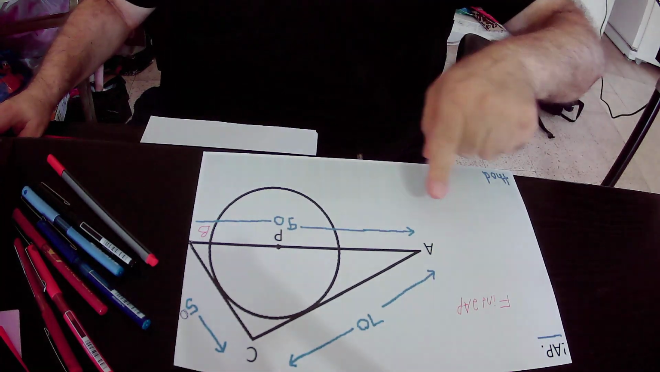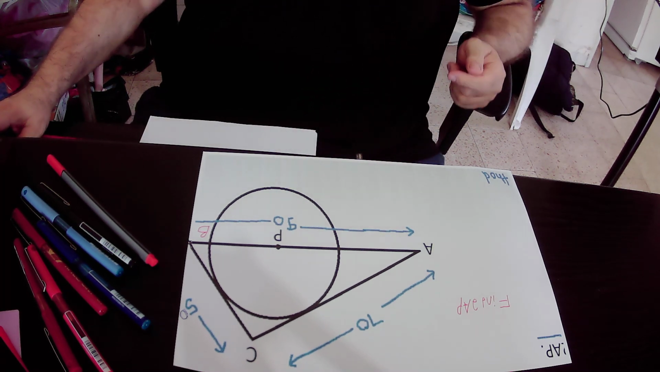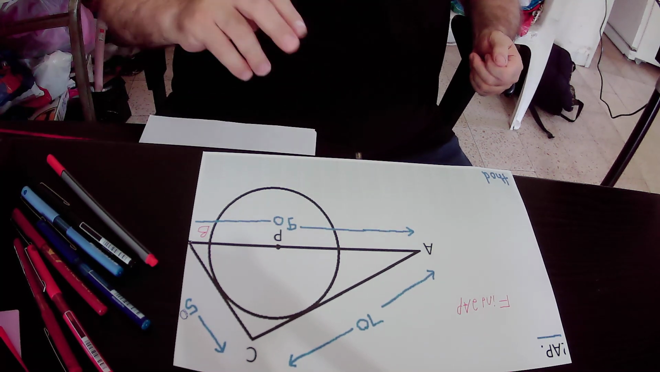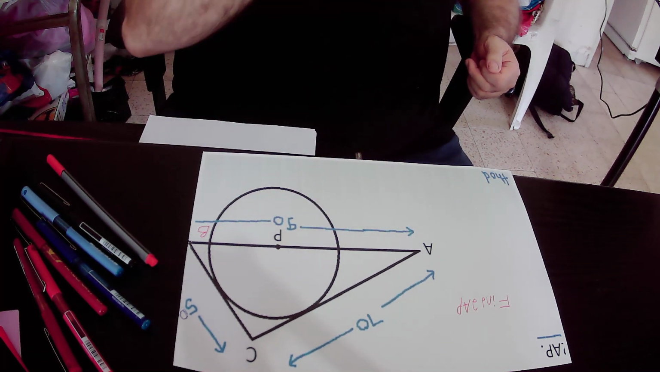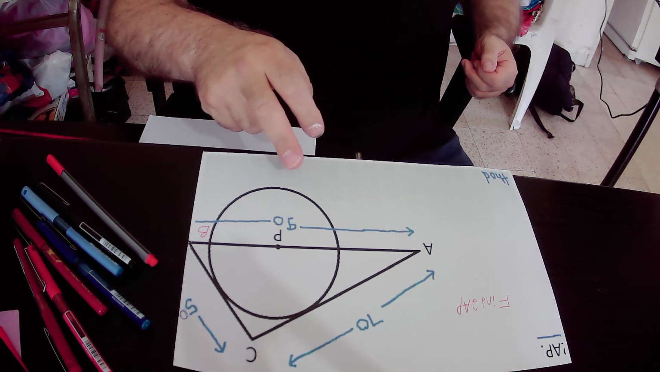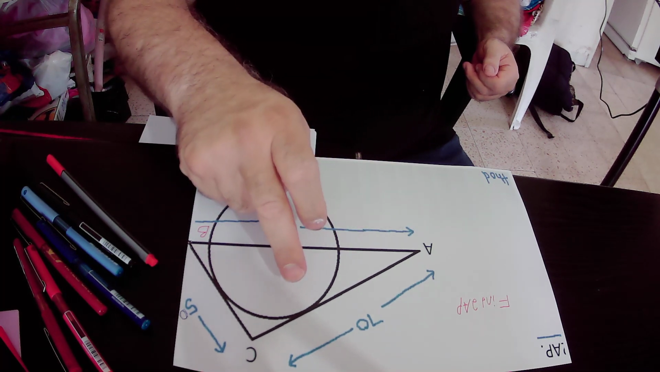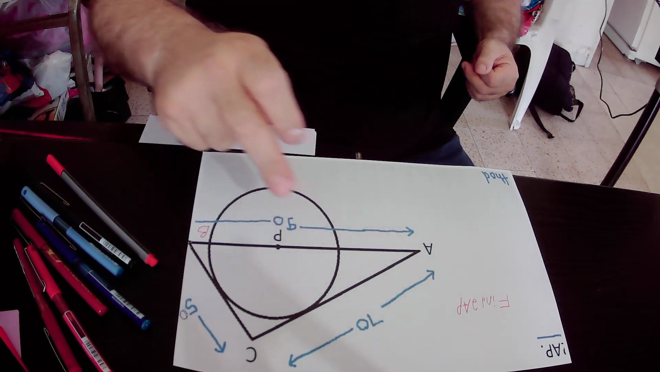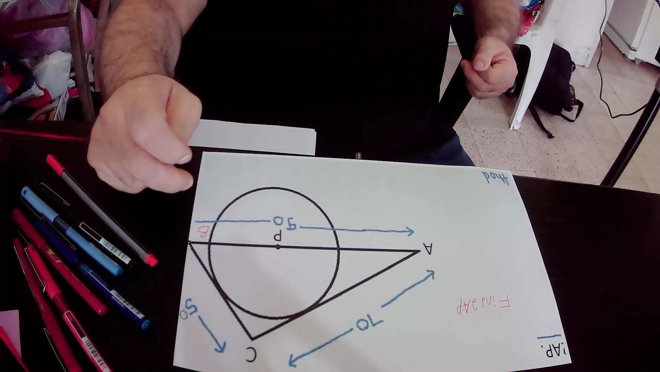Hello, in this lecture we will find the value of 2 times AP, or the size of 2 times AP. You can see in the picture triangle ABC. Side AB of the triangle equals 90 units, side AC equals 70 units, and side CB of the triangle equals 50 units.